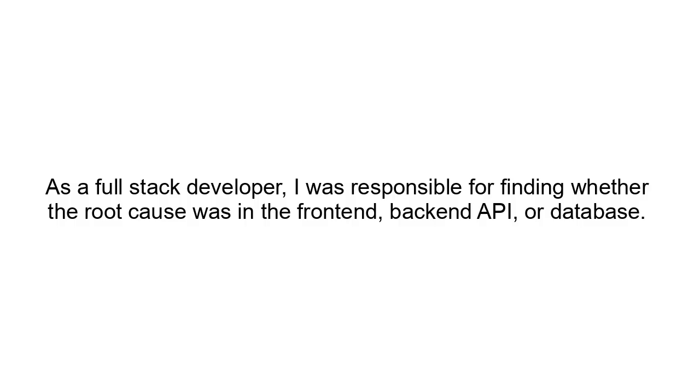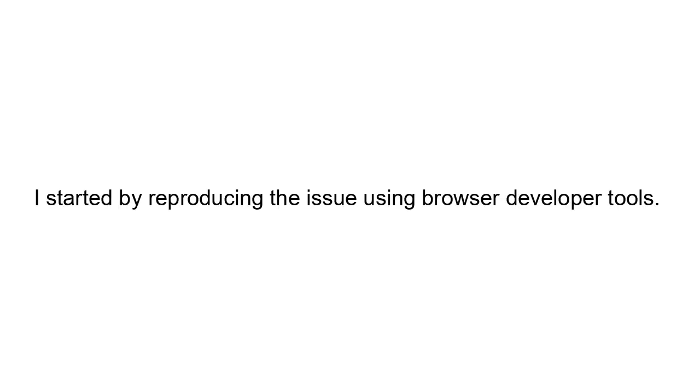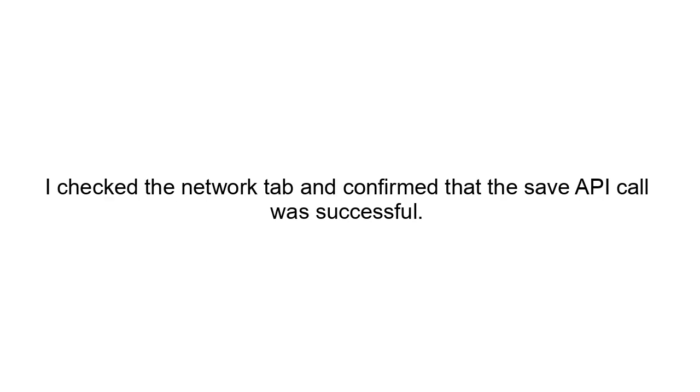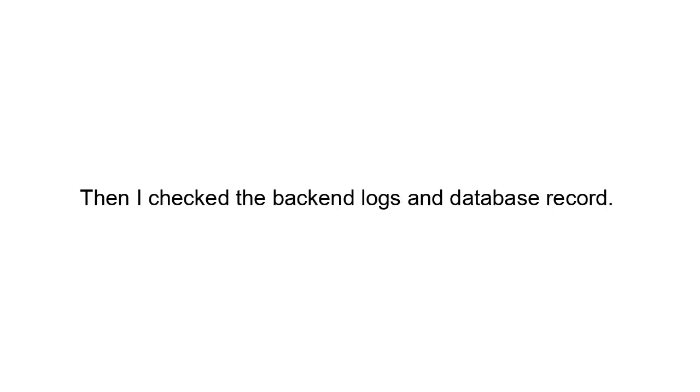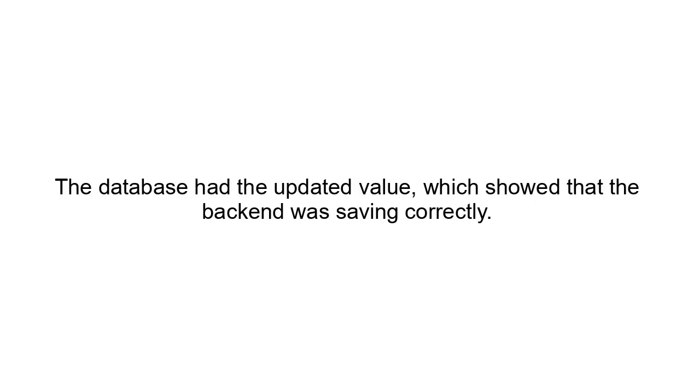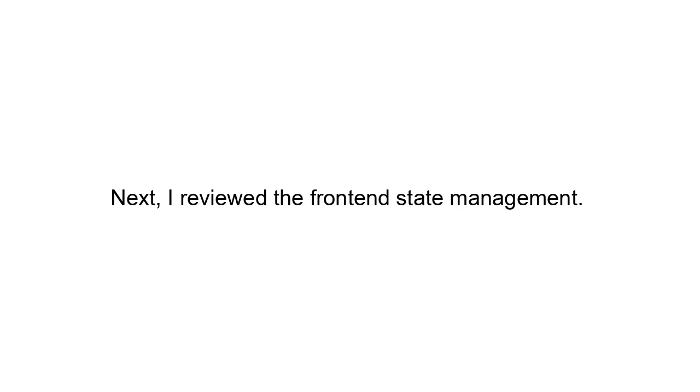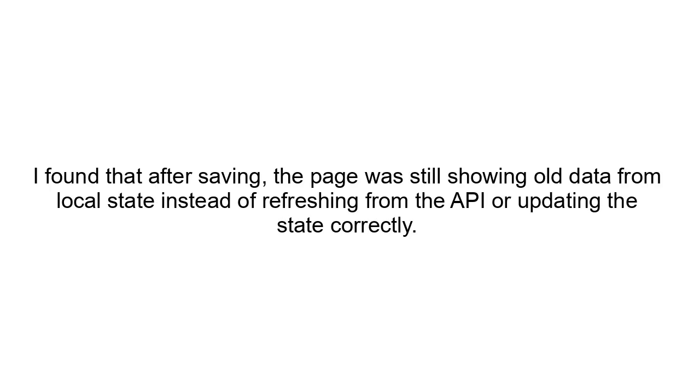or database. Action: I started by reproducing the issue using browser developer tools. I checked the Network tab and confirmed that the Save API call was successful. Then, I checked the backend logs and database record. The database had the updated value, which showed that the backend was saving correctly. Next, I reviewed the frontend state management. I found that after saving, the page was still showing old data from local state instead of refreshing from the API or updating the state correctly.